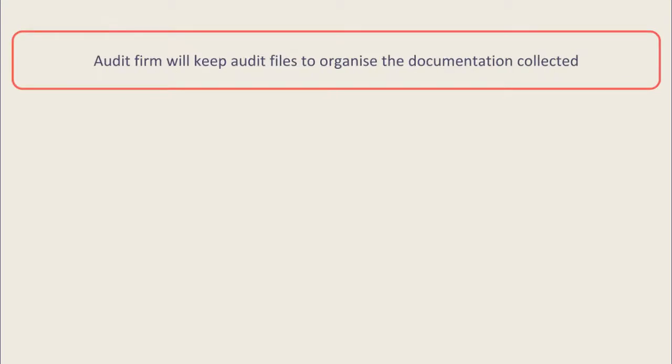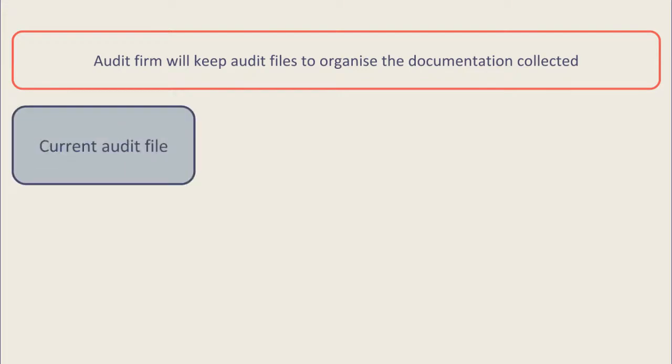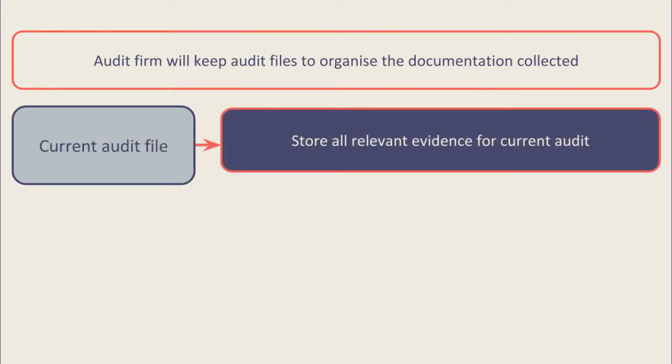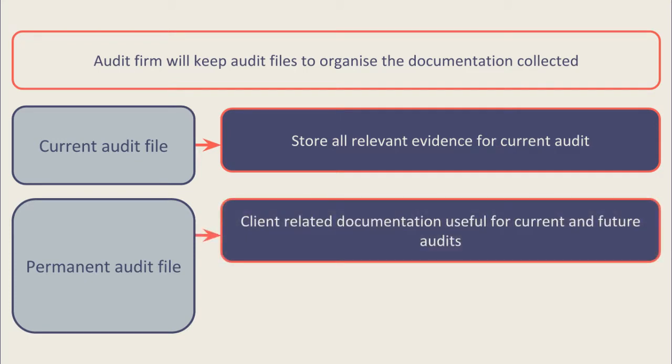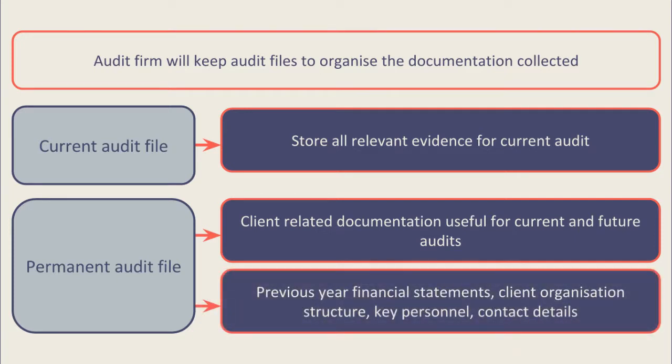For every audit client, the audit firm will keep files to organise the documentation collected. There will be a current audit file which will store all relevant evidence and documentation relating to the current audit. And there will be a permanent audit file which will store all client-related documentation that would be useful for current and future audits. This would include previous year's financial statements, client organisation structure, key personnel, contact details, and so on.